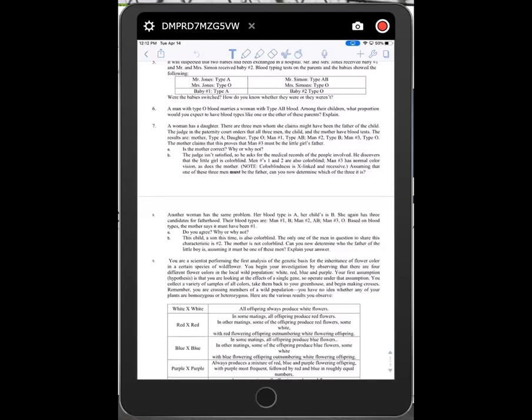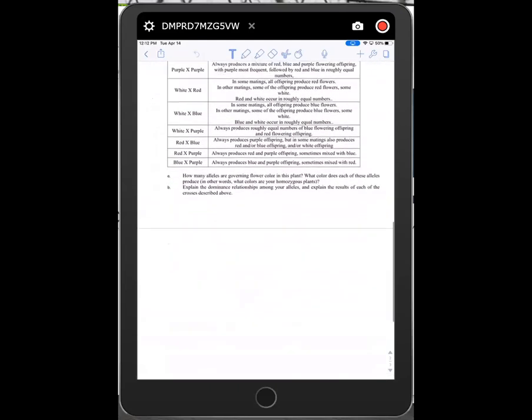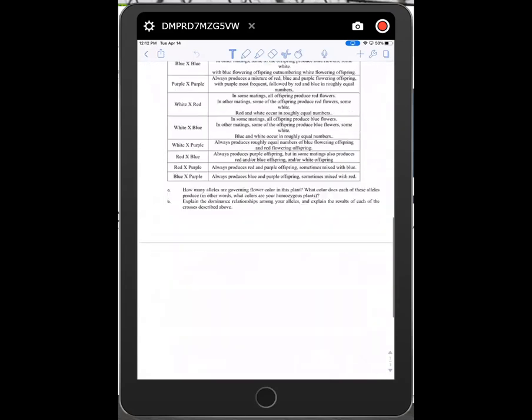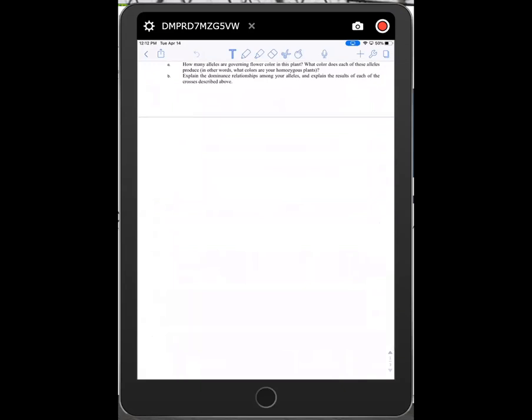Yep. Okay. So I have the homework number 2 here. And then down below, I'm just going to do general rules, because you had quite a few different types of problems that you needed to do. So let's see, homework number 2. The first one that we had here was incomplete and codominant. So let's go over the rules for that.